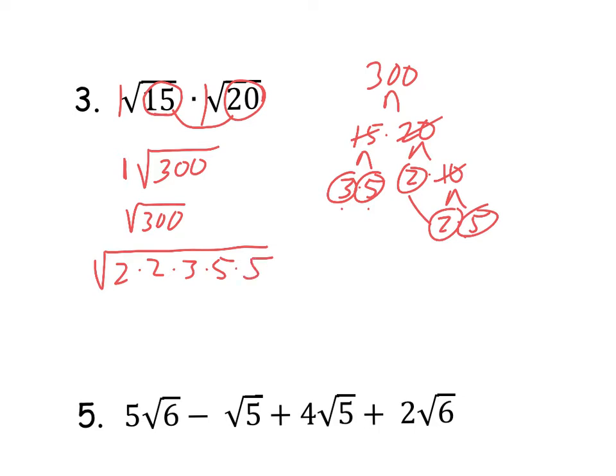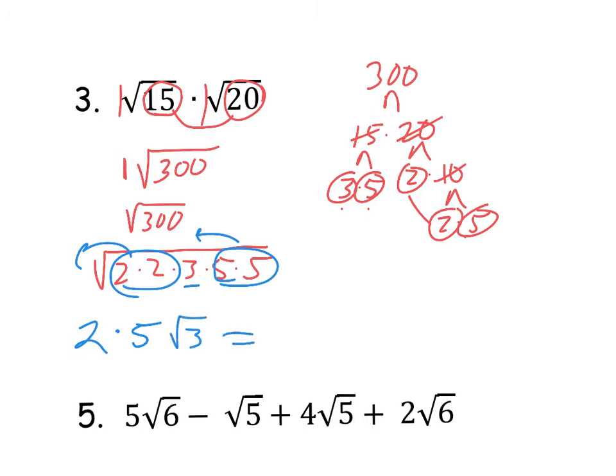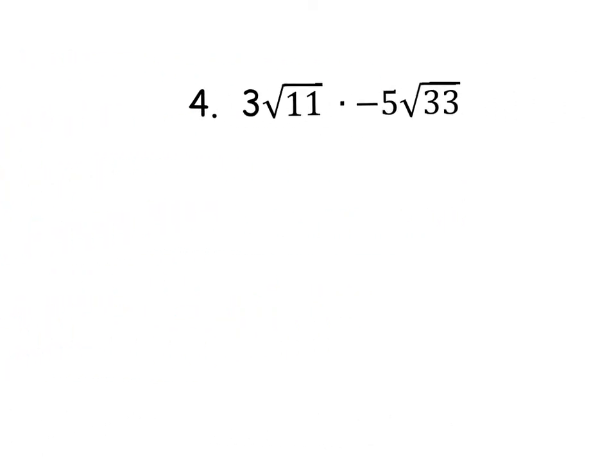Now, I'm going to take out a pair of 2's. That comes on the outside. And I'm going to take out a pair of 5's. And what do you do with that 2 and the 5 on the outside? You multiply them. The 3 stays in there. So cleaning this up, 2 times 5 is 10. This is 10 square root of 3. So that's multiplying square roots, or radicals.